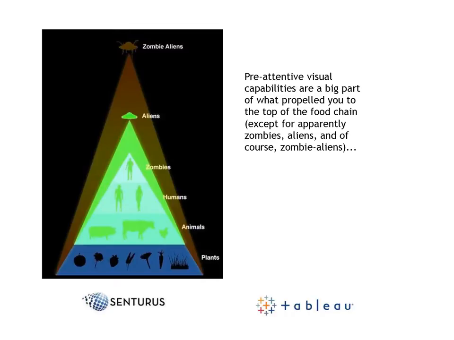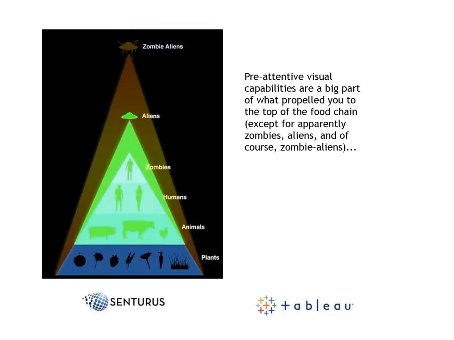Well, pre-attentive visual capabilities, which I'll drill into in a minute, are a big part of what propelled you to the top of the food chain. Now, I don't know if any of you do a lot of presenting. You'd be surprised at how much time it takes to find images. I was really just looking for an image with humans at the top of the food chain, but apparently we're only about halfway to the top of the food chain underneath zombies, aliens, and of course zombie aliens.